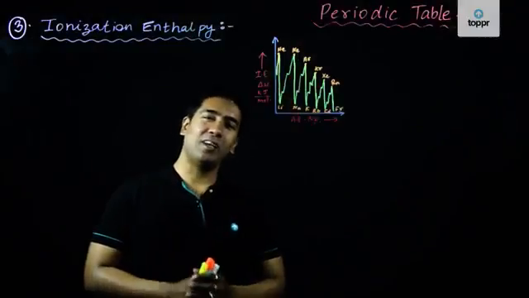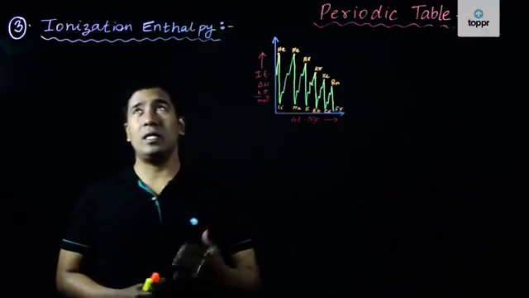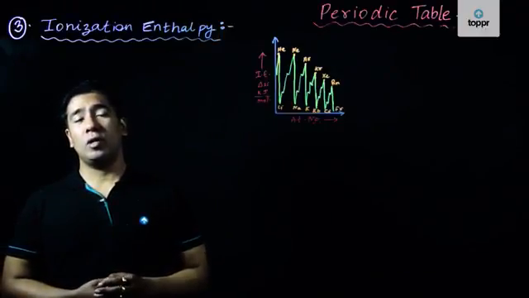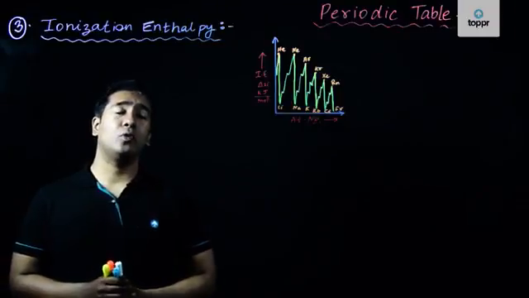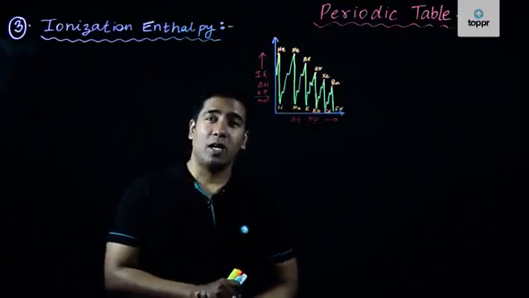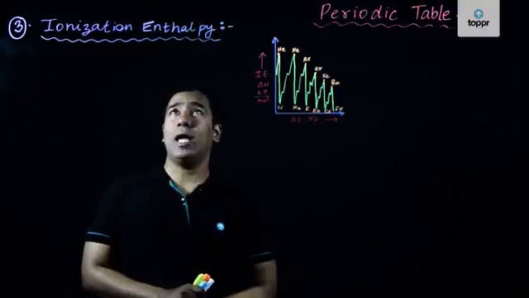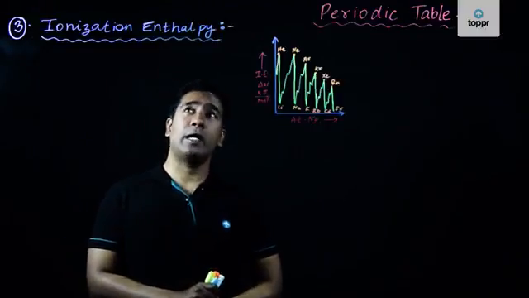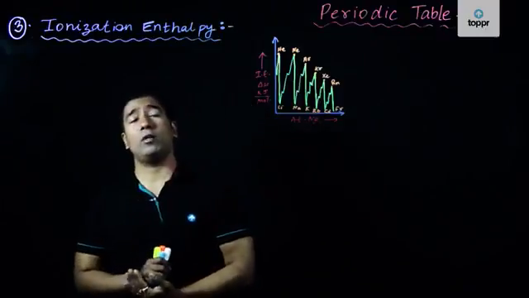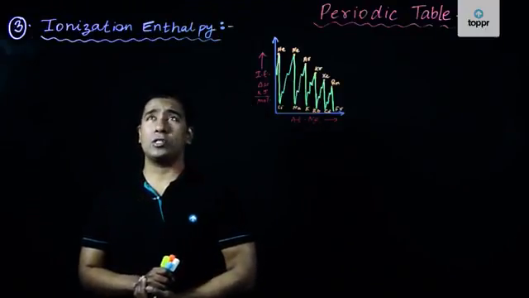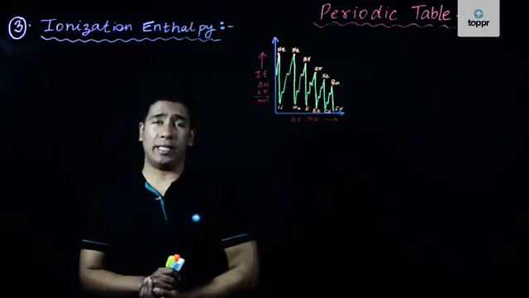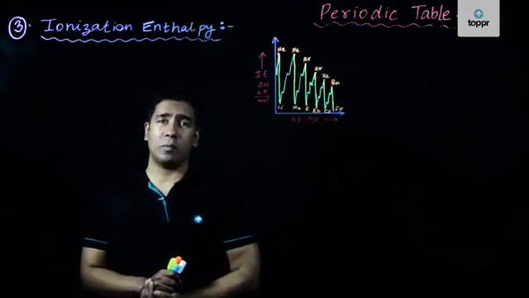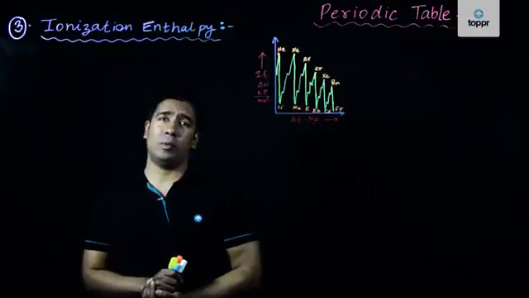Hello friends, right now we are going to do the third parameter which we need to study with regard to the trends in terms of the atomic size. Now, before we start looking at the trends for this particular factor, which is called ionization energy or ionization enthalpy, we first need to understand what is the meaning of the term ionization enthalpy, right?